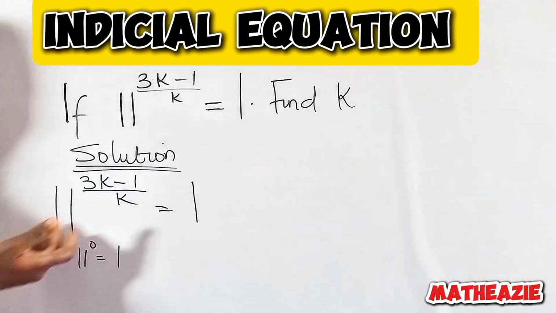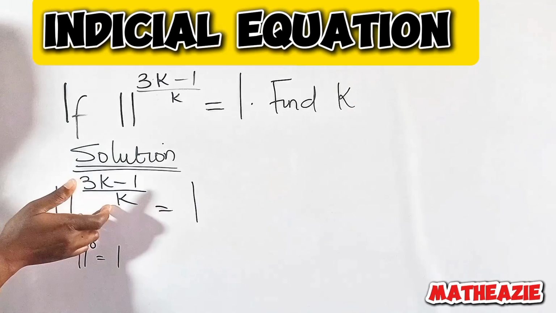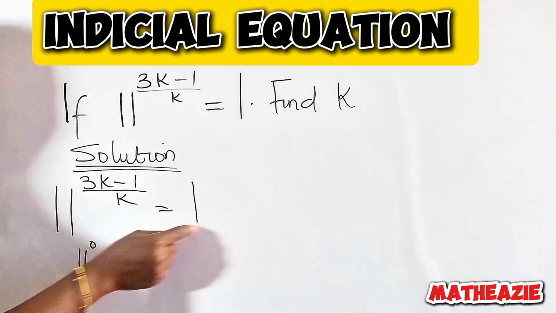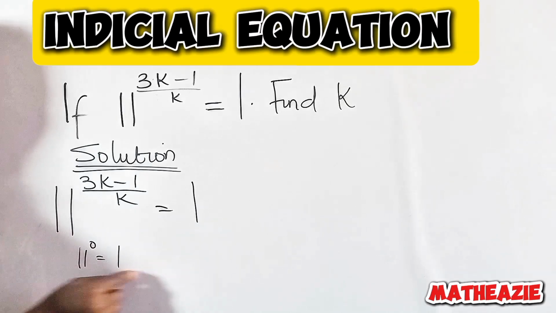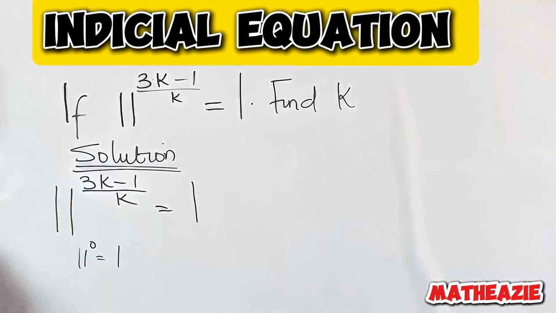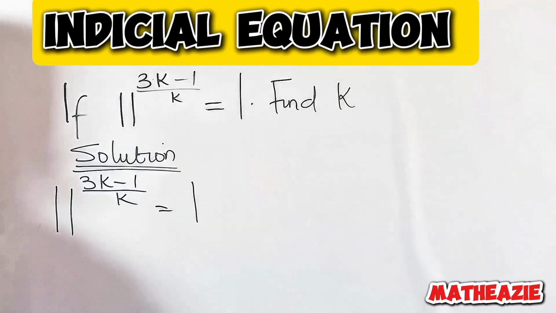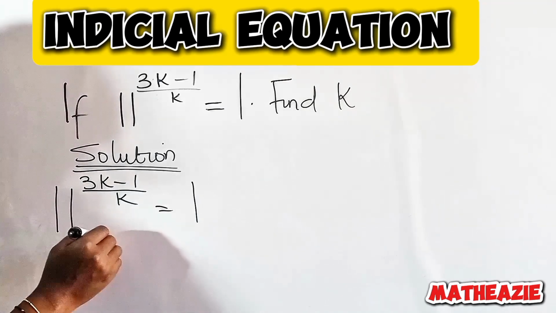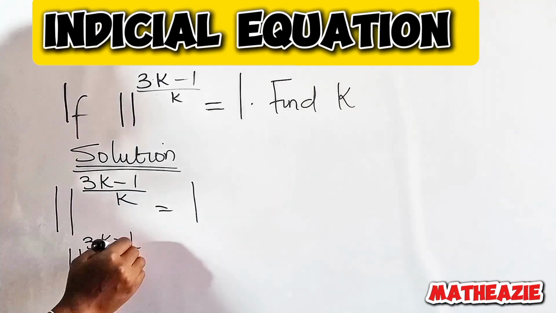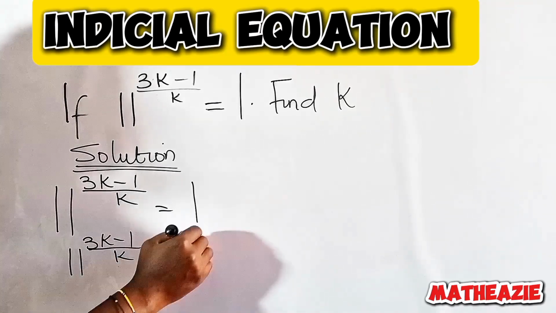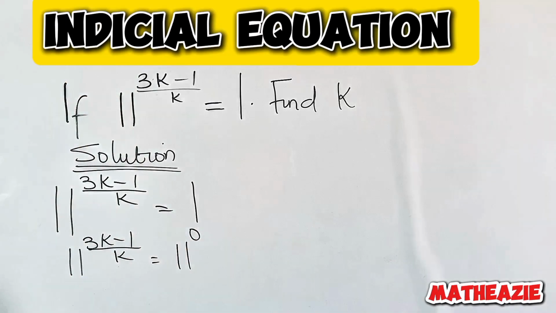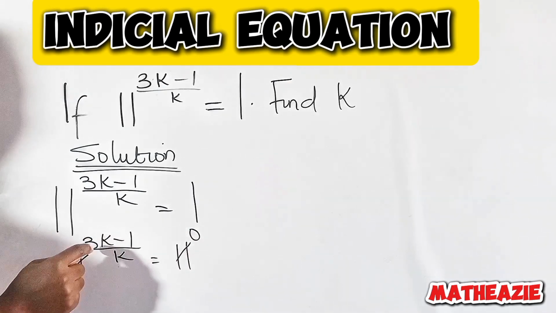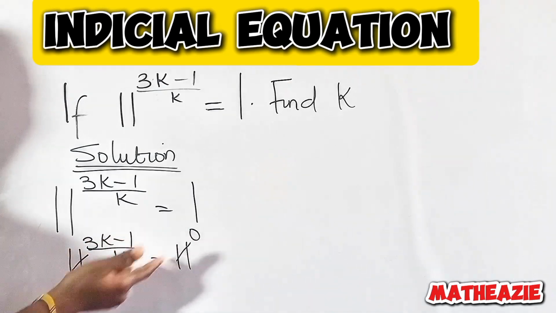Now we have 11 raised to the power of 3k over k on the left hand side. I'm going to also make the right hand side to be in base 11 raised to the power of 0. So we now have 11 raised to the power of 3k minus 1 all over k equals 11 raised to the power of 0. Since these bases are equal, we can equate the powers to have 3k minus 1 over k equals 0.